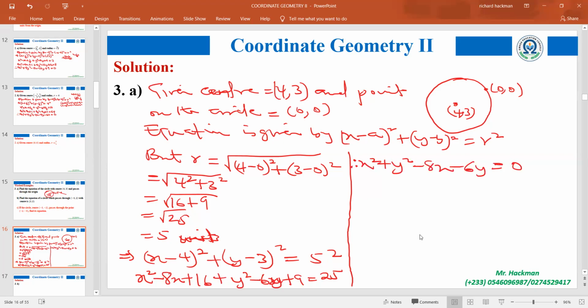All correct? Yes. Okay, so now, indirectly, we know how to find the equation of a circle given the center and the radius, then the equation of a circle given a center and a point on a circle. You get it? Okay, all right. So now let's go and look at what?